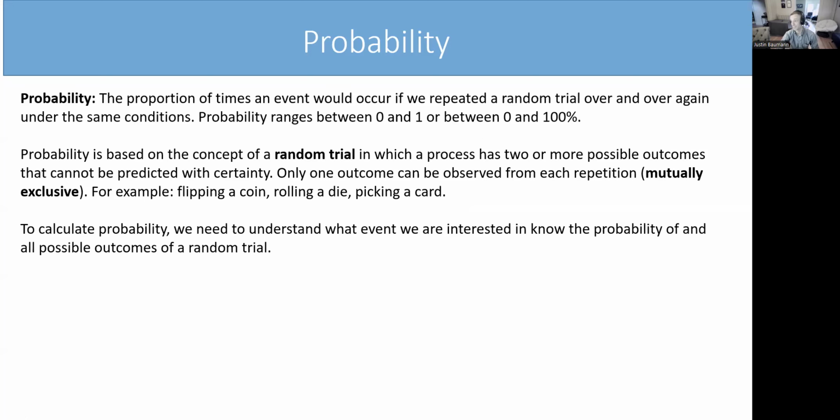But how do you calculate probability? This is often a sticking point. So we need to understand what happened, what event we're interested in, and we also need to know the probability of all possible outcomes of a random trial.